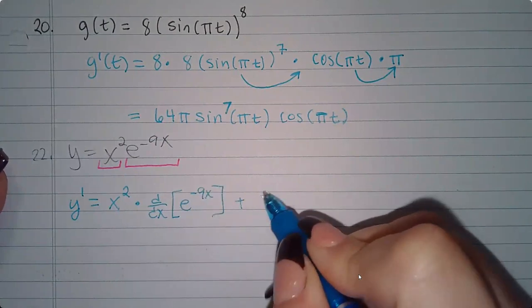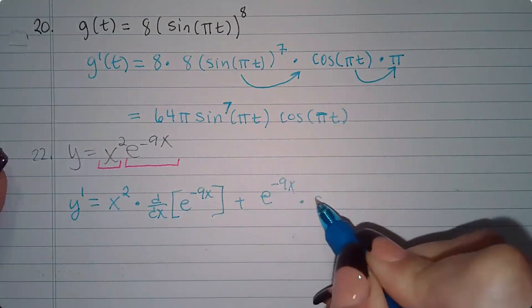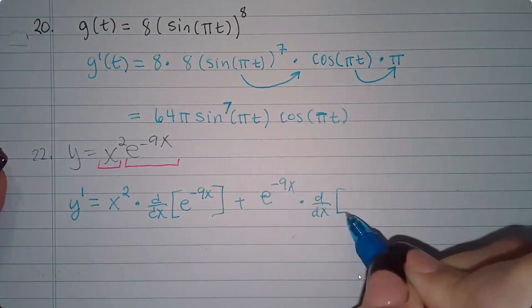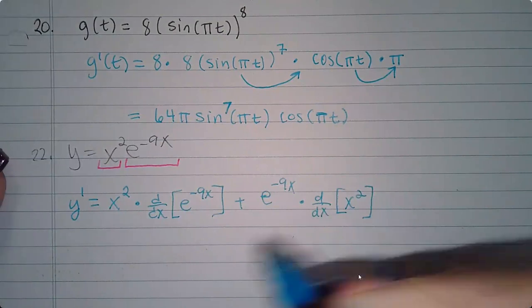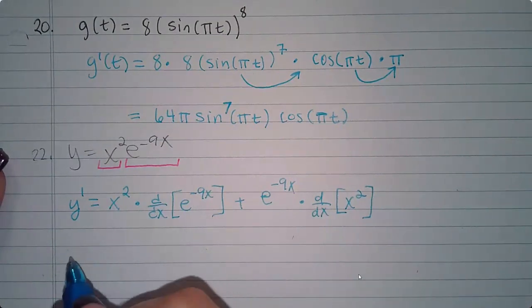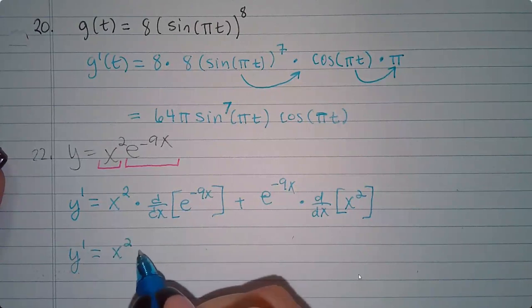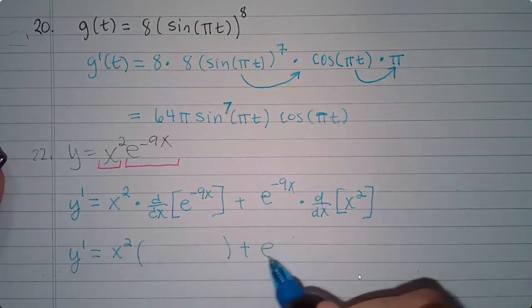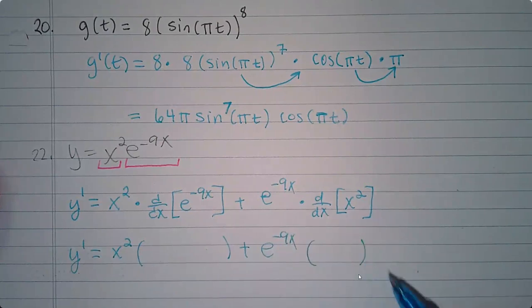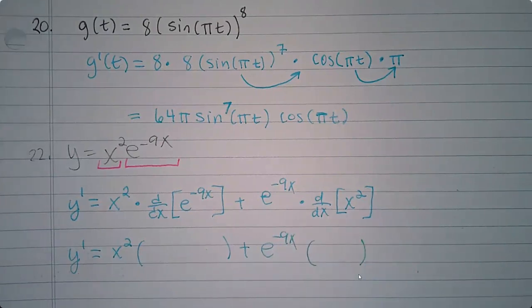plus the second factor times the derivative of the first factor. So notice I didn't actually take the derivatives of the pieces yet, did I? All I did was tell you I needed to. And then we'll write down what those actual derivatives are. And you have to. It's whatever applies.